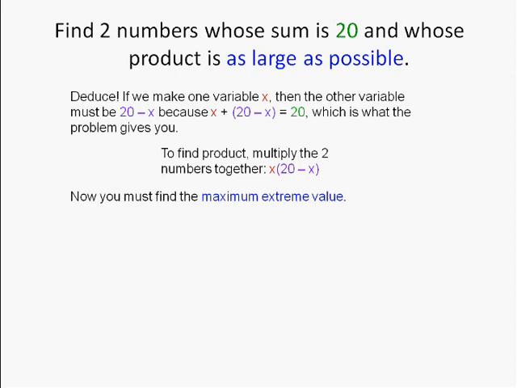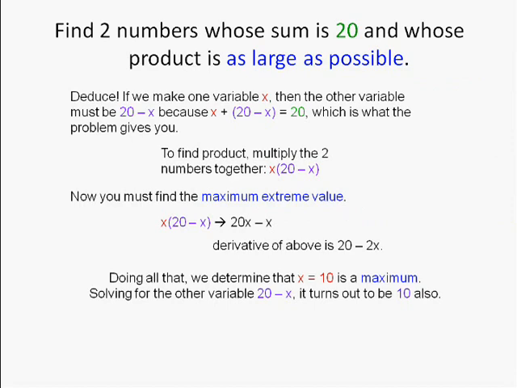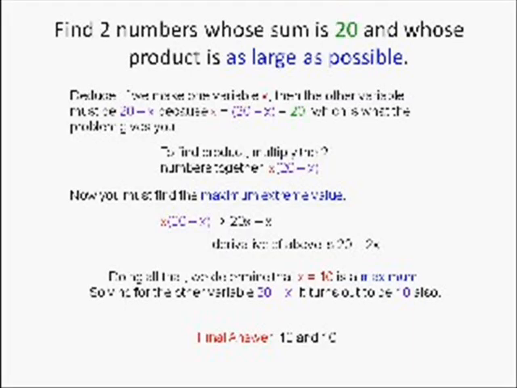Okay, so now we find a maximum extreme value. Remember, to find a maximum, you find the critical values, which is when f prime equals 0 or doesn't exist, and you see whether f prime is negative or positive. So we do that when we find a derivative. And then, doing all that, we say that x equals 10 is a maximum.